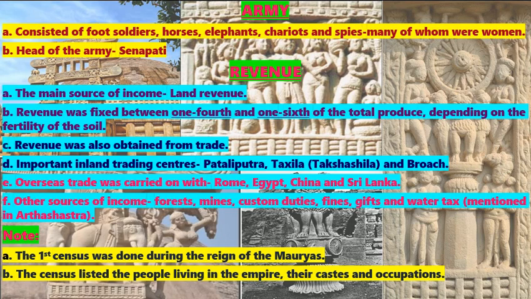Revenue was also obtained from trade. The important inland trading centers were Patliputra, Takshila, and Bharuch. Overseas trade was carried on with Rome, Egypt, China, and Sri Lanka. Other sources of income were forests, mines, custom duties, fines, and gifts.